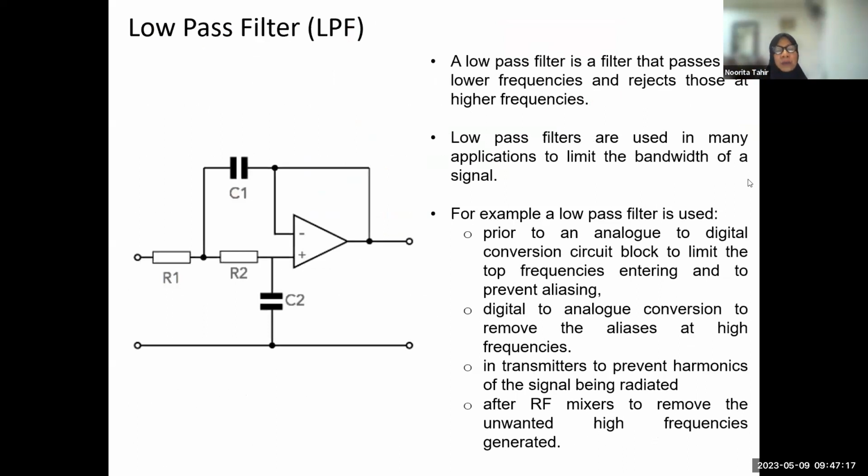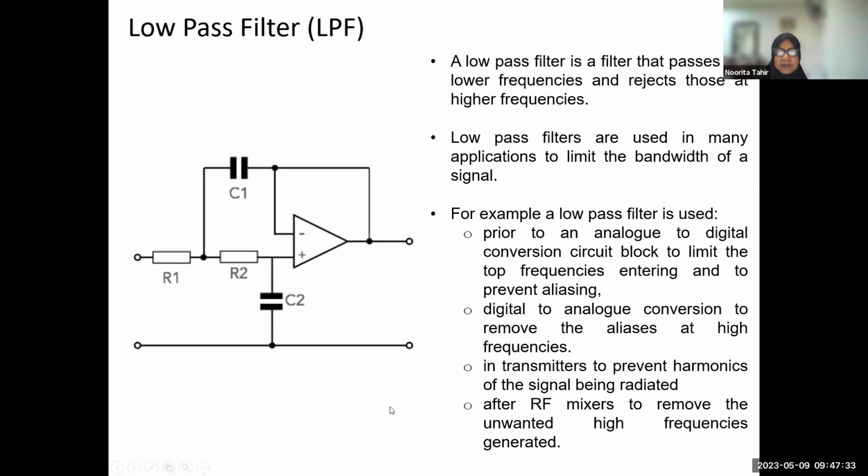We have seen op-amps last week. Now we are going to see op-amps as filters, and the 3 categories of filters that we're going to look at today are the low pass filter, the high pass filter and the band pass filter.